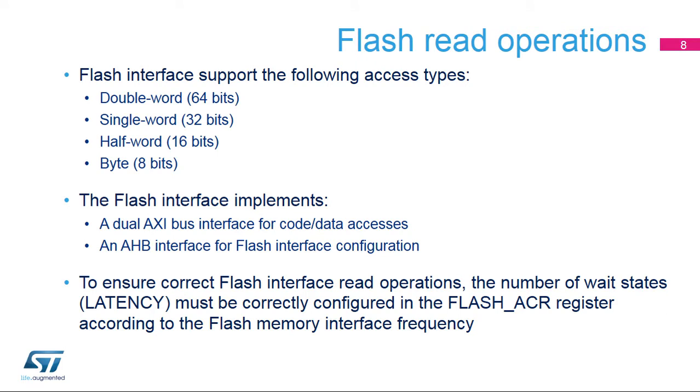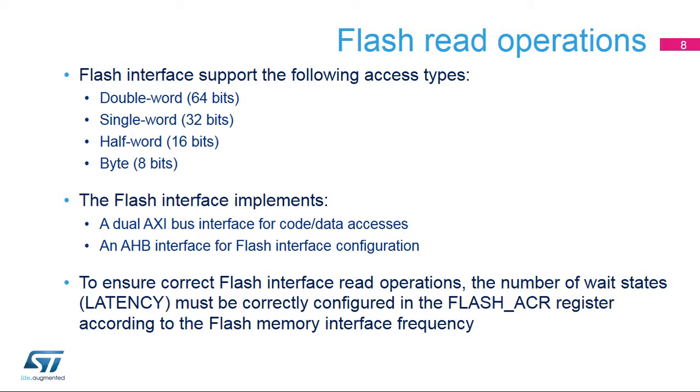The flash interface can be accessed by double word, 64 bits, by single word, 32 bits, by half word, 16 bits, or by byte, 8 bits. The flash interface clock must be enabled and running when reading information from flash memory. To ensure correct flash interface read operation, the number of wait states or latency must be correctly configured in the flash ACR register according to the flash memory interface frequency.